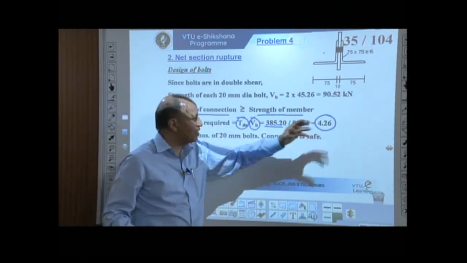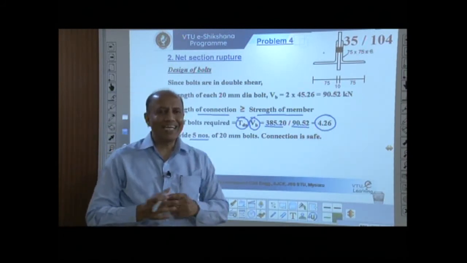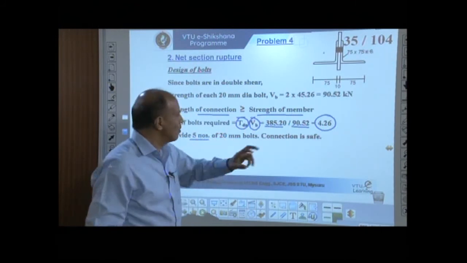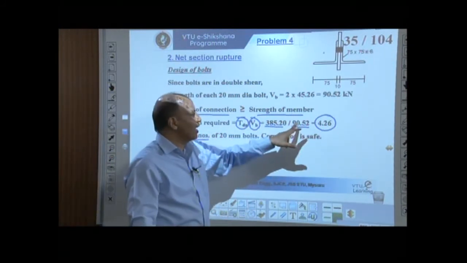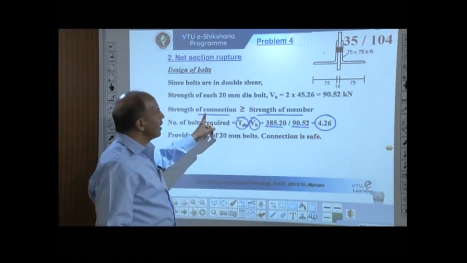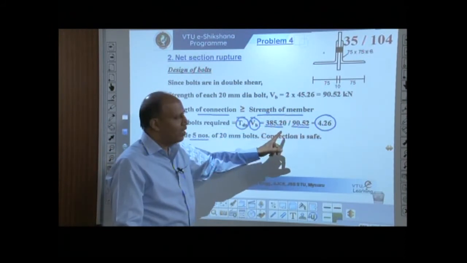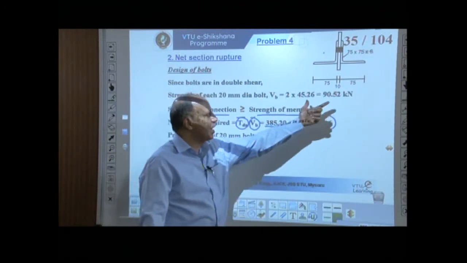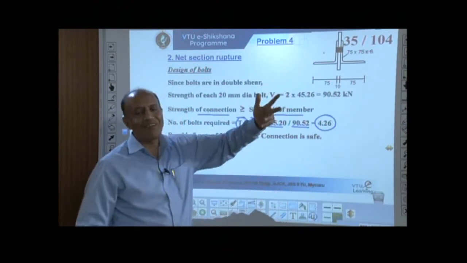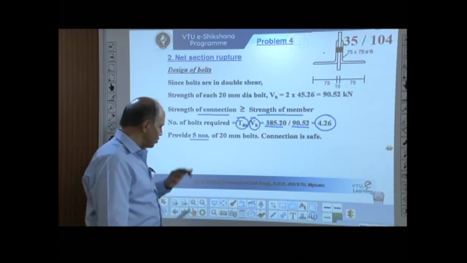Because you have got a fraction here, I am just trying to take a higher number, that is 5 numbers. So we are trying to have 5 bolts in this particular case. Each bolt is something like 90, so that would be totally 450. So the strength of the connection obviously is more than the strength of the member. Strength of the member is only 385.20. If I am using 5 bolts, each bolt can resist 90.52 kilonewton force. So the total strength of the connection is something like 450, which is definitely more than the strength of the member, and that is what we want here.